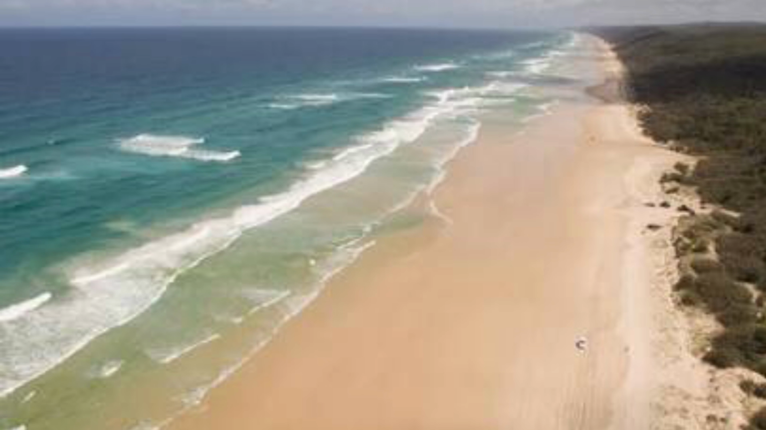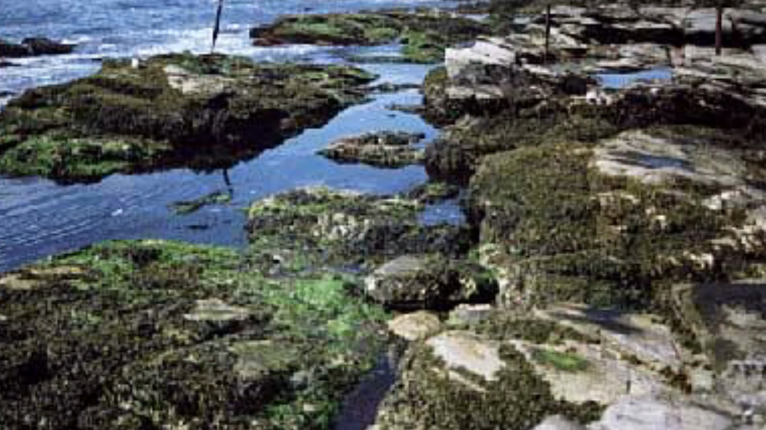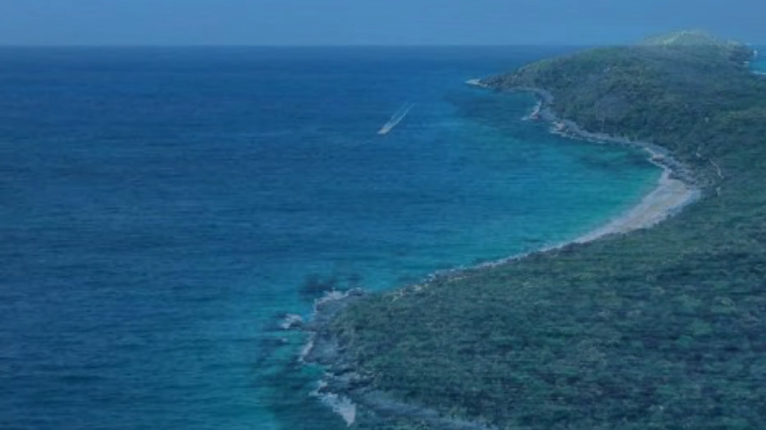Ecologists divide the ocean into zones based on depth and the distance from shore. They divide the marine ecosystem into the intertidal zone, the coastal ocean, and the open ocean.